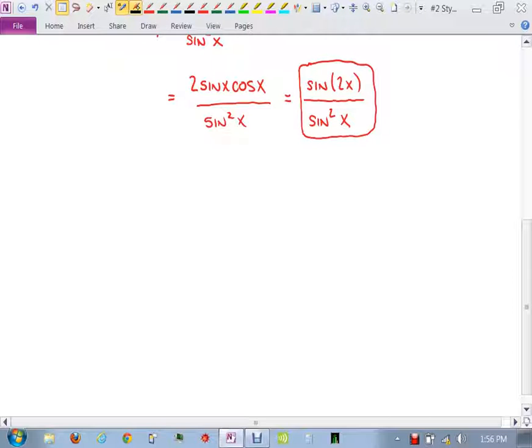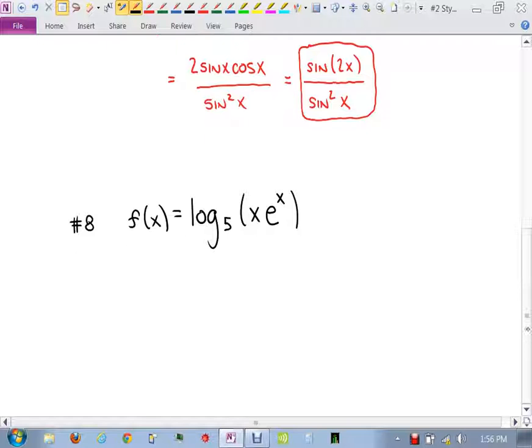How about number 8? Or, you know what? Yeah, let's do 8. So f of x equals log base 5 of x times e to the x. All right, so we have chain rule here, right? We have log base 5 of junk.